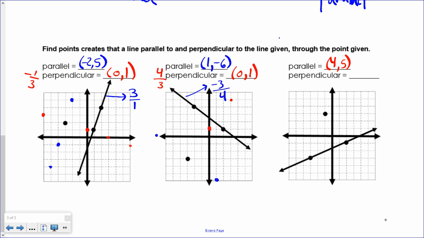What about the perpendicular? Oscar? 1, -2. So the inverse would be -5/2.